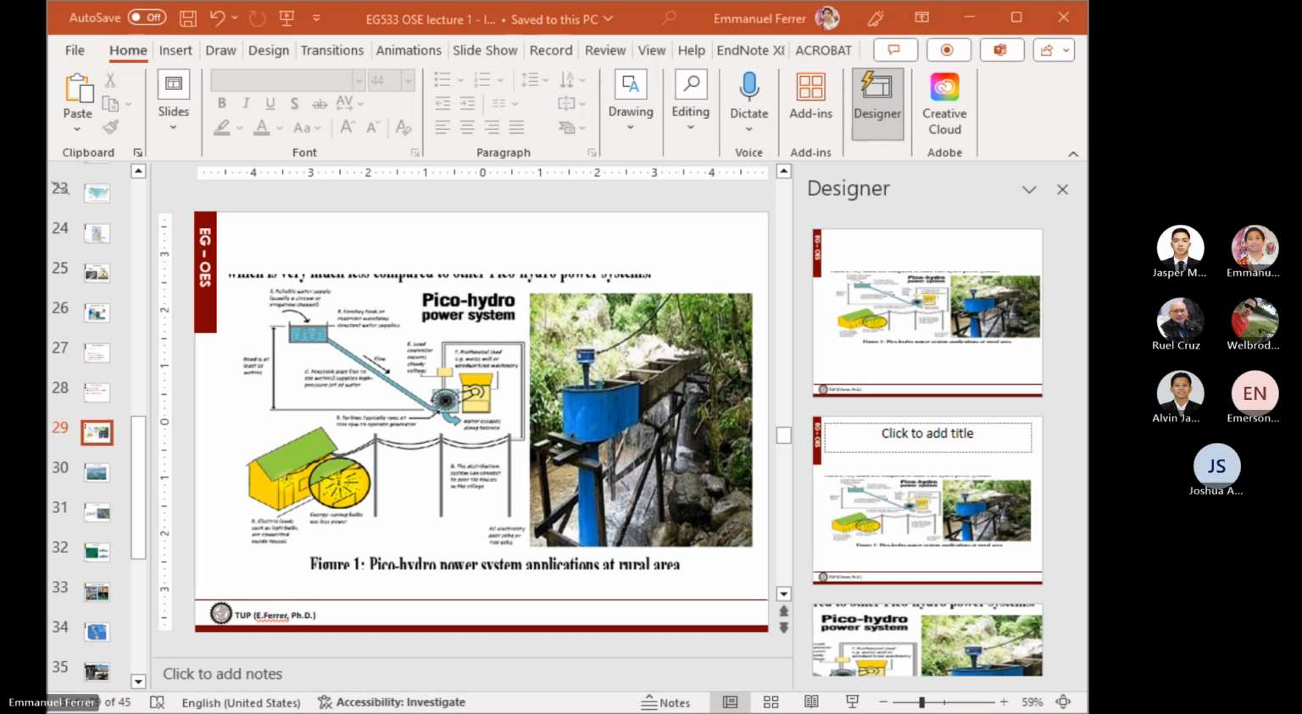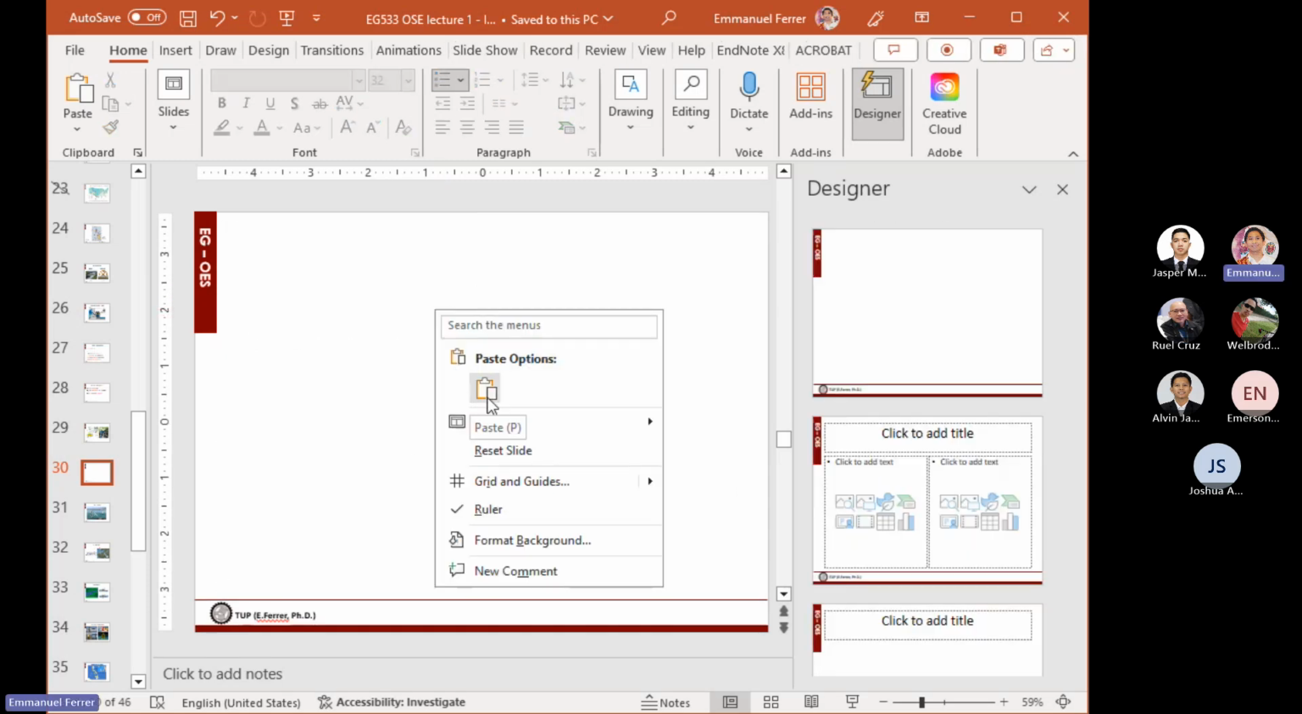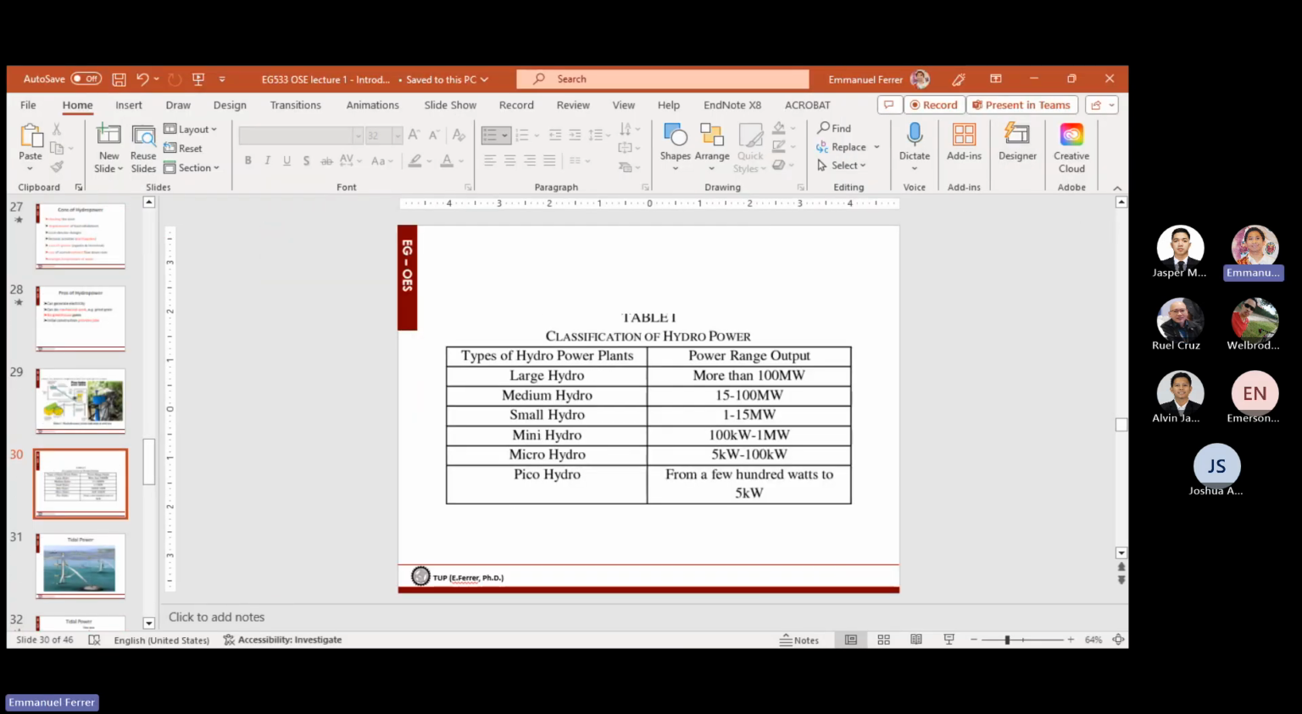Ayun, isang example. Ito lang dito. Kasi sa atin dito sa Pilipinas, ginagawa na nating extension project. Sino ba nasa ano ngayon?